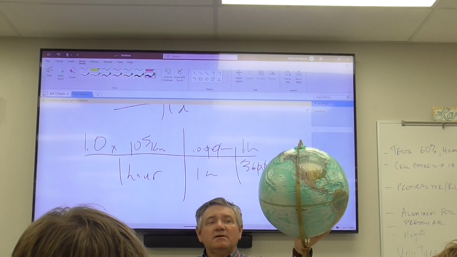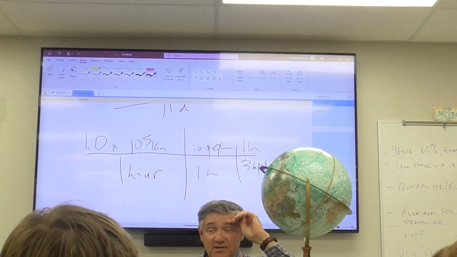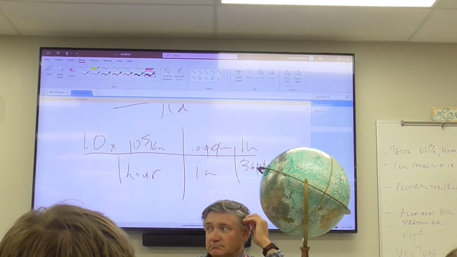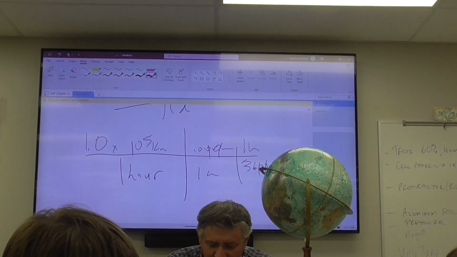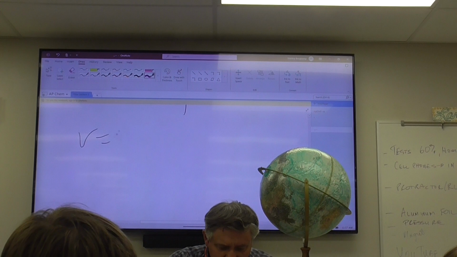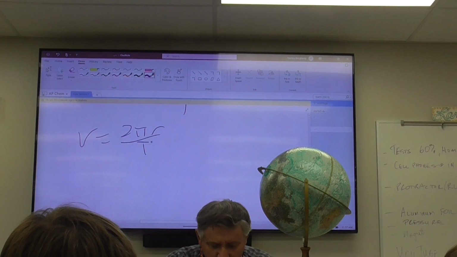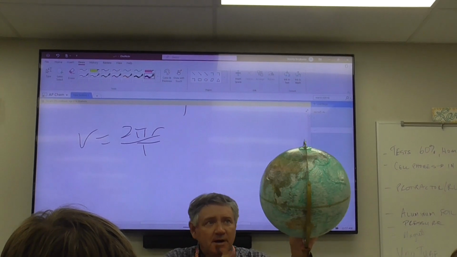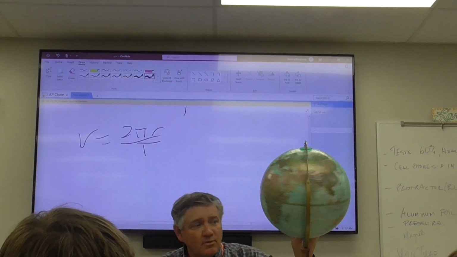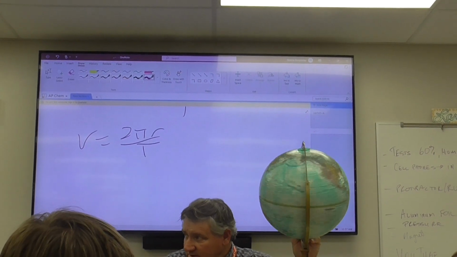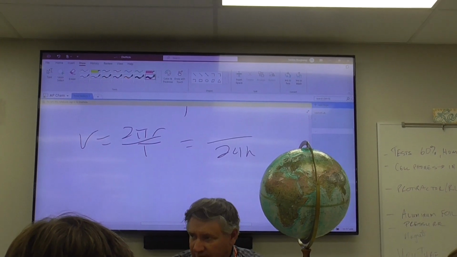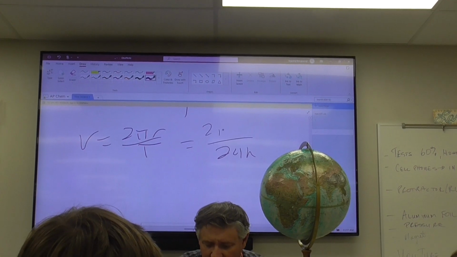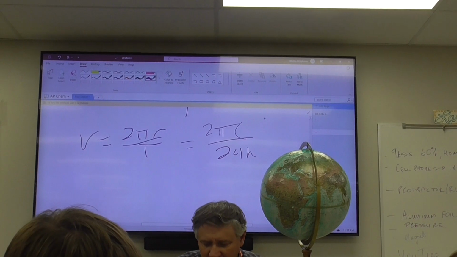Now, how long does it take for our rock to spin on its axis? 24 hours, okay? So, you're going to do that same thing. You can go v equals 2 pi r over t. So now we're talking about spinning on its axis. How long is that going to take? Oh, that's going to take 24 hours. 2 pi, boom, you have your kilometers.